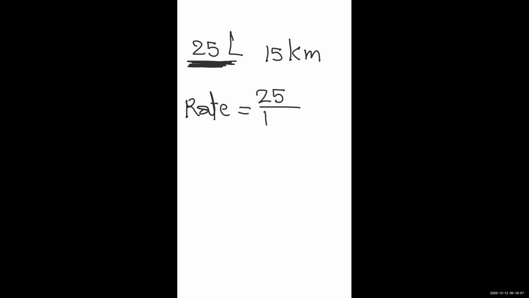Rate of consumption is 25 over 15, liters over kilometers. It's the consumption of fuel, so liters must be on the top. 25 over 15 simplifies to 5 over 3. So 5 over 3 liters per kilometer.